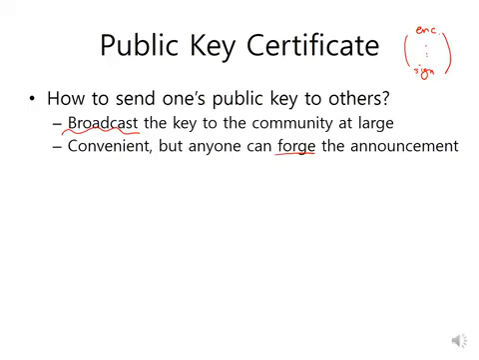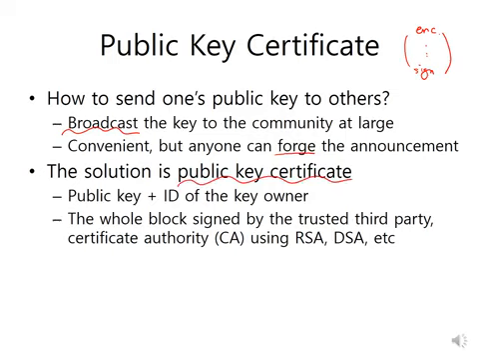So in order to make a countermeasure and solve the problem, the public key certificate concept has been developed. The public key certificate is composed of the public key and ID information of the key owner. And then the whole information is signed by some trusted third party. This is called the Certificate Authority, or CA, using some signature algorithm like RSA or DSA or ElGamal signature or Schnorr signature and so on. The key point here is that it is signed by the trusted third party.